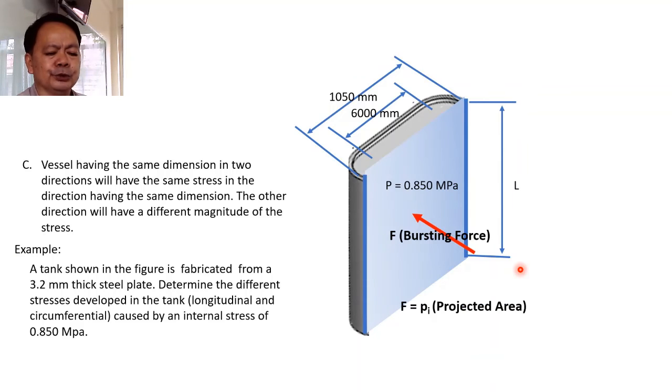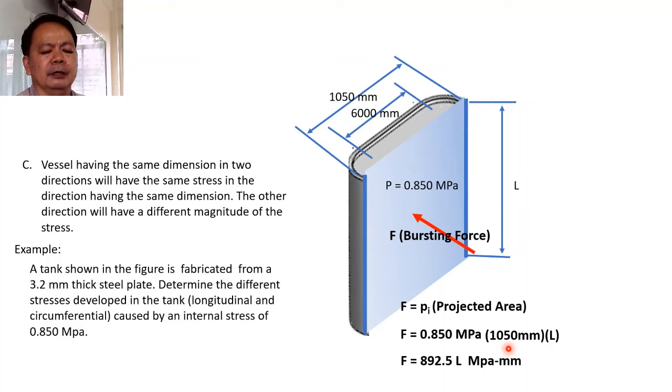And so if this will be substituted, F is equal to the pressure inside multiplied by the projected area, and that is equal to 0.85 multiplied by 1050 multiplied by L, and that is equal to 892.5 L megapascal millimeter. If this will be simplified, the resulting unit of F will become Newton, because if L is in millimeter, then Newton per millimeter square will cancel, ano? Kaya matita dito is millimeter.